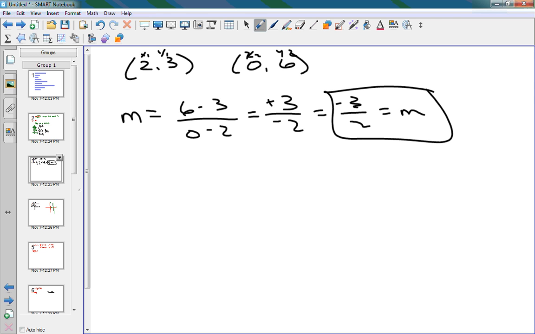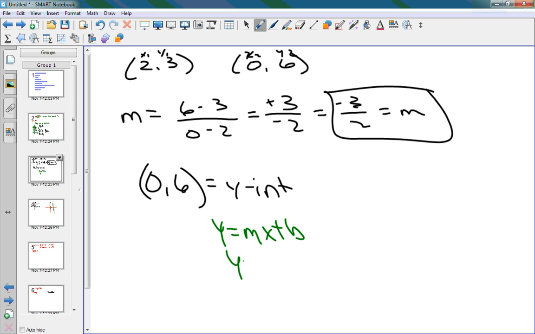Well, now that I found my slope, what point do I use? Look clearly and closely. You want to use the point 0, 6 because 0, 6 is going to be your y-intercept. So all you have to do is use y equals mx plus b, and you have y is equal to negative 3 over 2x plus 6. Would you get the same equation using the other point? Yes, you would. You just have a lot more work.